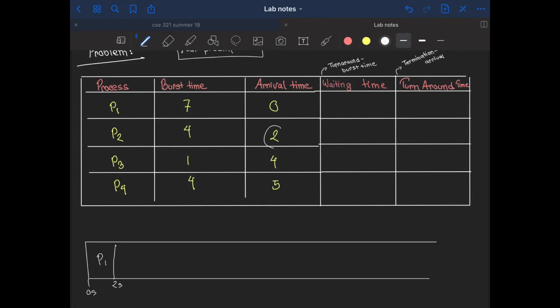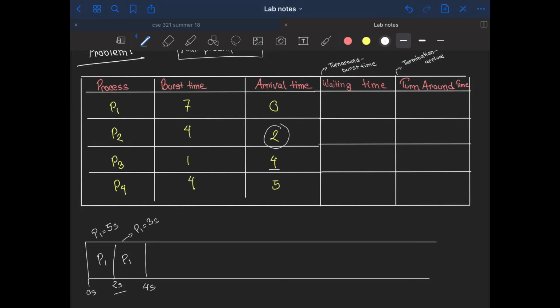At the 2nd second, we have another process called P2. So P1 worked for 2 seconds, which means that it has 5 seconds left. So P2 comes in at the 2nd second. However, P1 wouldn't switch because this is the non-preemptive version. So P1 would continue going on. So at the 4th second, we have another process. So P1 has worked for 4 seconds, which means P1 has 3 seconds left.